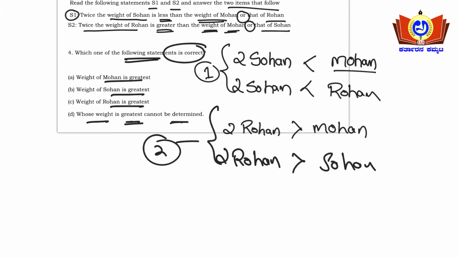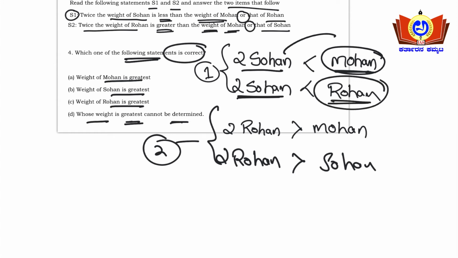The first statement says that 2 times the weight of Sohan is less than Mohan. Obviously Sohan will be lesser weight and Mohan will be the greater weight, and 2 times Sohan is also lesser than Rohan here. So we can say that Sohan is the least weight, but we cannot say whether Mohan or Rohan is greater or lesser amongst the two. 2 into Rohan is greater than Mohan here. If Rohan is greater than Mohan, then it will be easy to deduce that Rohan has the highest weight amongst the three of them.